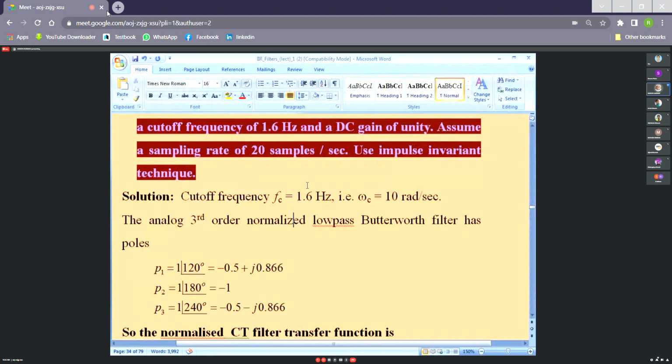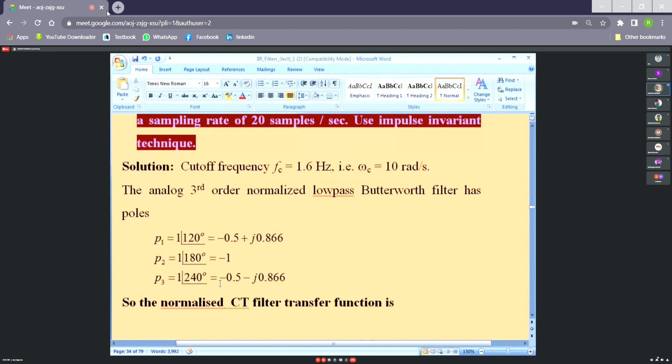The specified cutoff frequency of the digital filter is FC equal to 1.6 Hertz. Correspondingly, the omega C value is 2 pi FC. It's 10 radians per second. Right. The analog third order normalized low pass Butterworth filter. What will be the poles? These are the location of the poles.